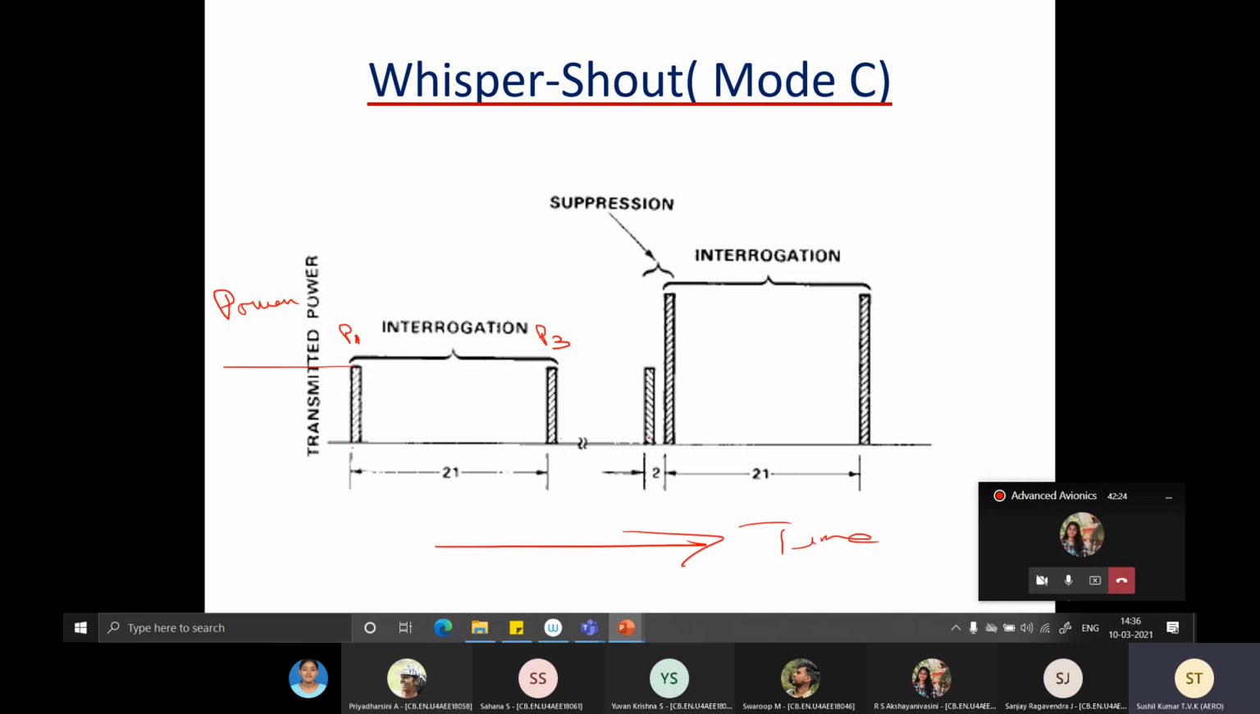After some time, you wait for the replies from all the transponders. Then you send one more pulse. This is sort of a preamble which the transponders will recognize. Let us say, for example, the first 10 aircraft. Okay, let me draw it in azimuth.